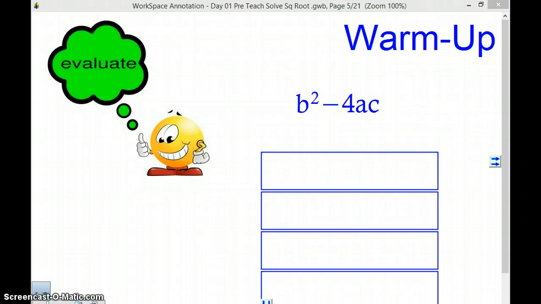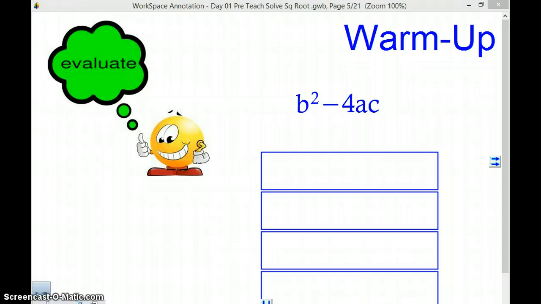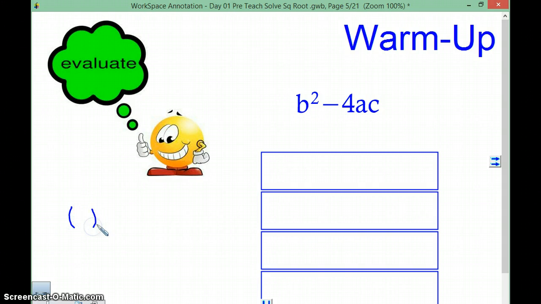Today we're going to start with learning how to evaluate this phrase called b squared minus 4ac. So here's how we do it. When you evaluate something complex like this, one thing that really helps is to put the parentheses and the subtraction signs in first. That's kind of like a skeleton.